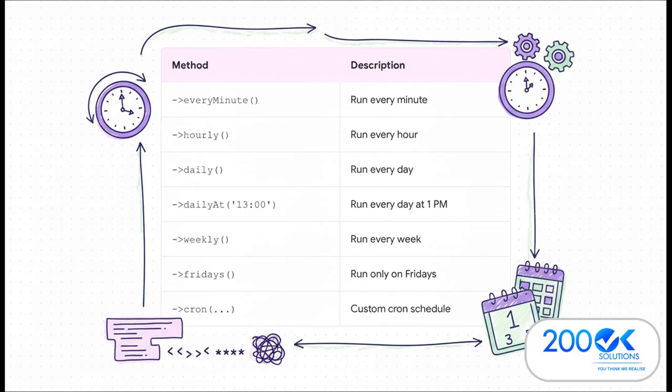You've got every minute, hourly, daily at 1300. You can even chain things together, like saying you want something to run only on Fridays. It turns what used to be complex scheduling logic into a sentence that you can actually read out loud. It is so much more maintainable than a block of asterisks.